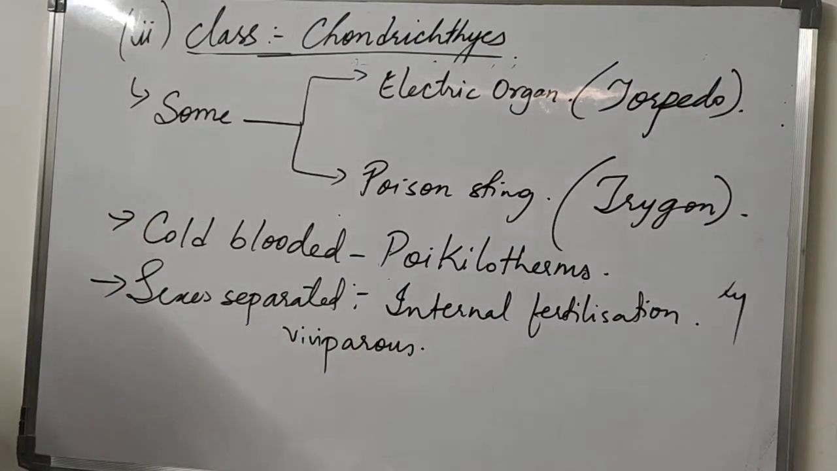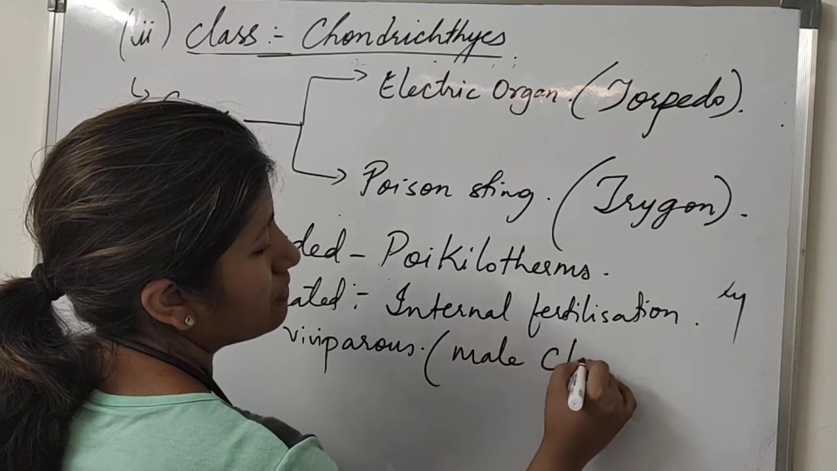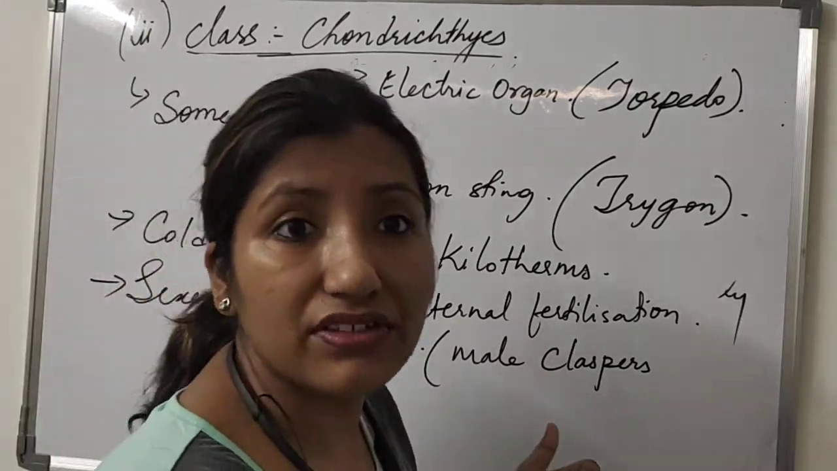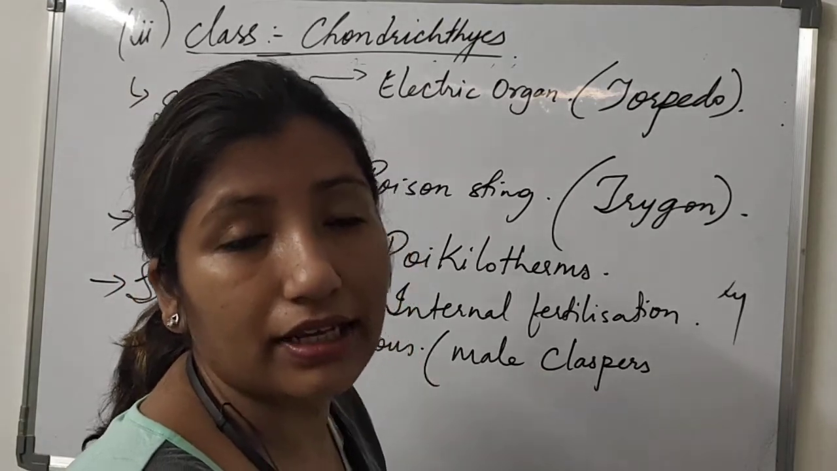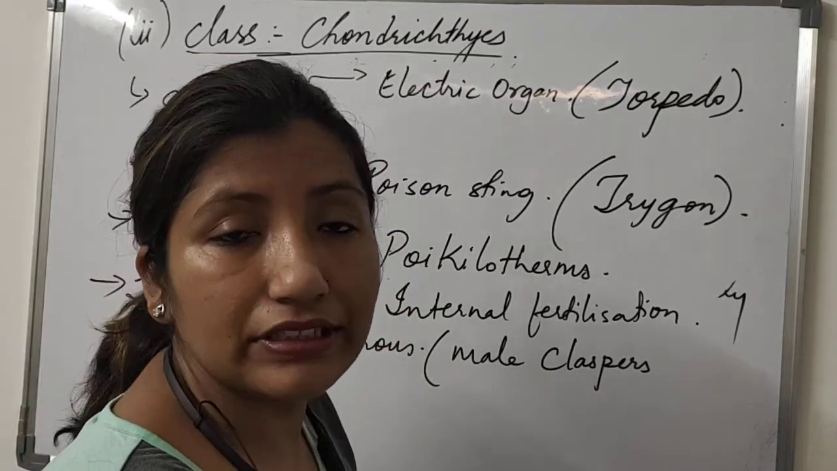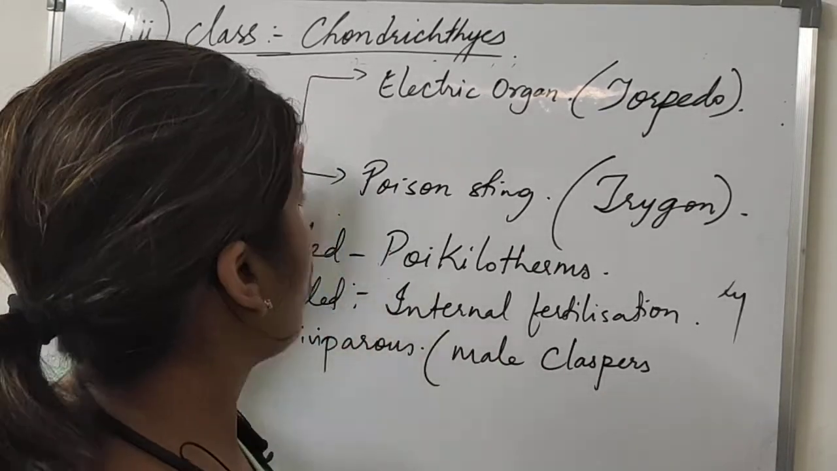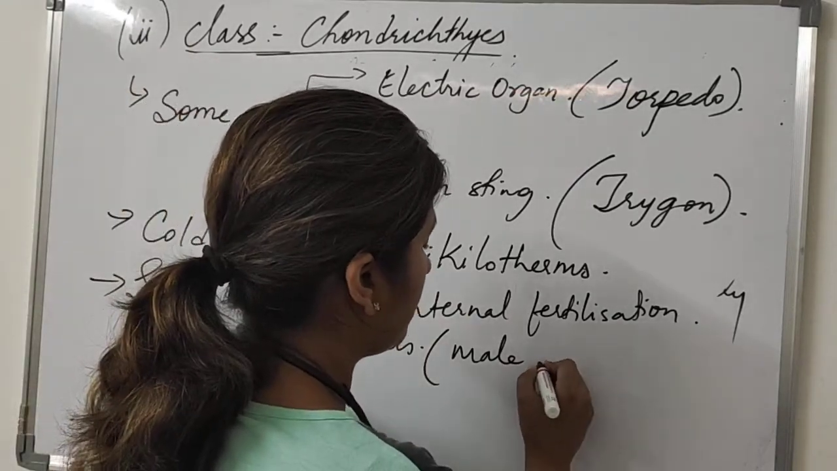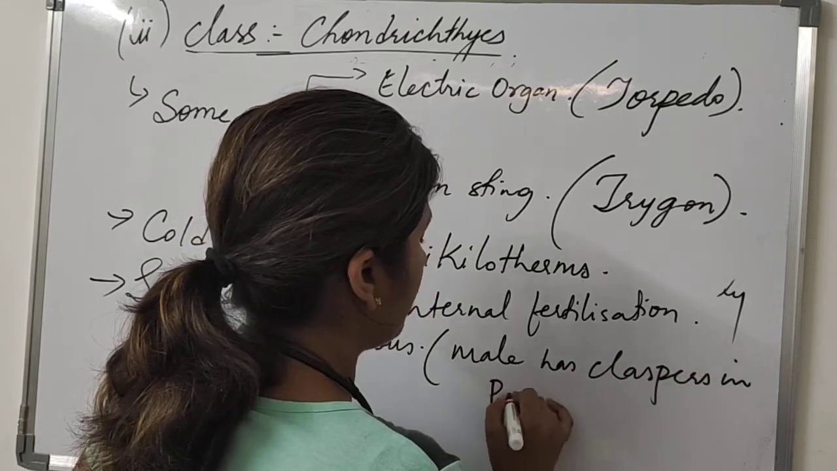Alright, and male has clasper in the pelvic fins. So in case of male, they have clasper. Clasper is the reproductive organ. Like how in human being, penis is a reproductive organ. Okay, so by that organ, the male gametes are inserted inside the female body. Like that, in chondrichthyes, male has clasper. Okay, that reproductive organ. Male has clasper in pelvic fins.